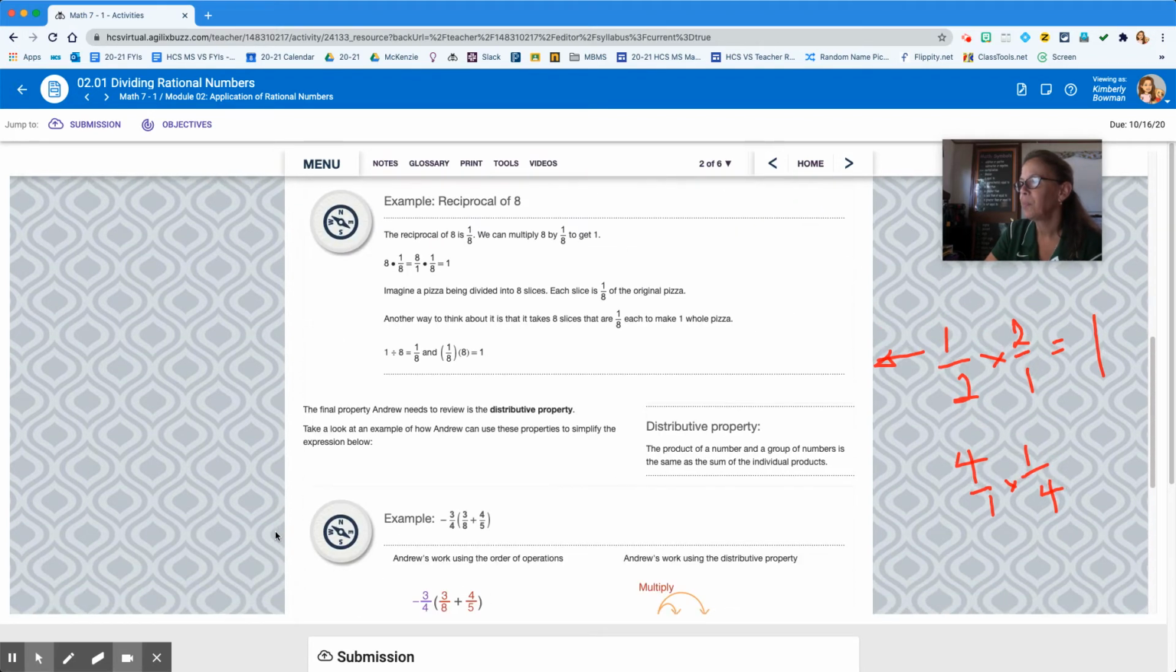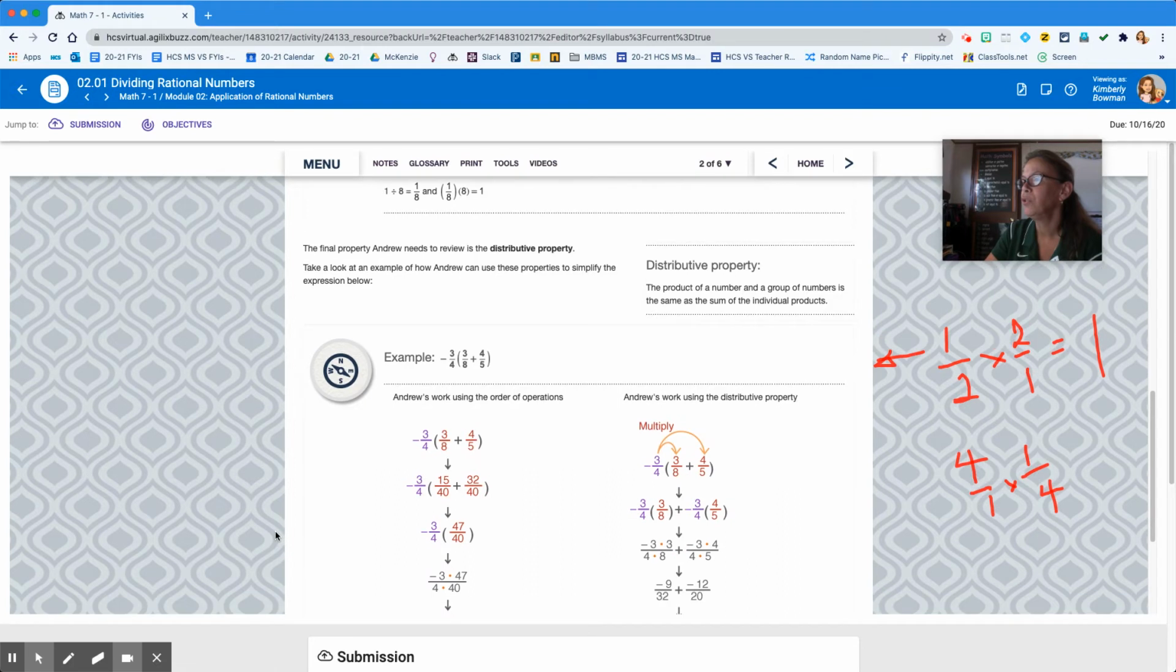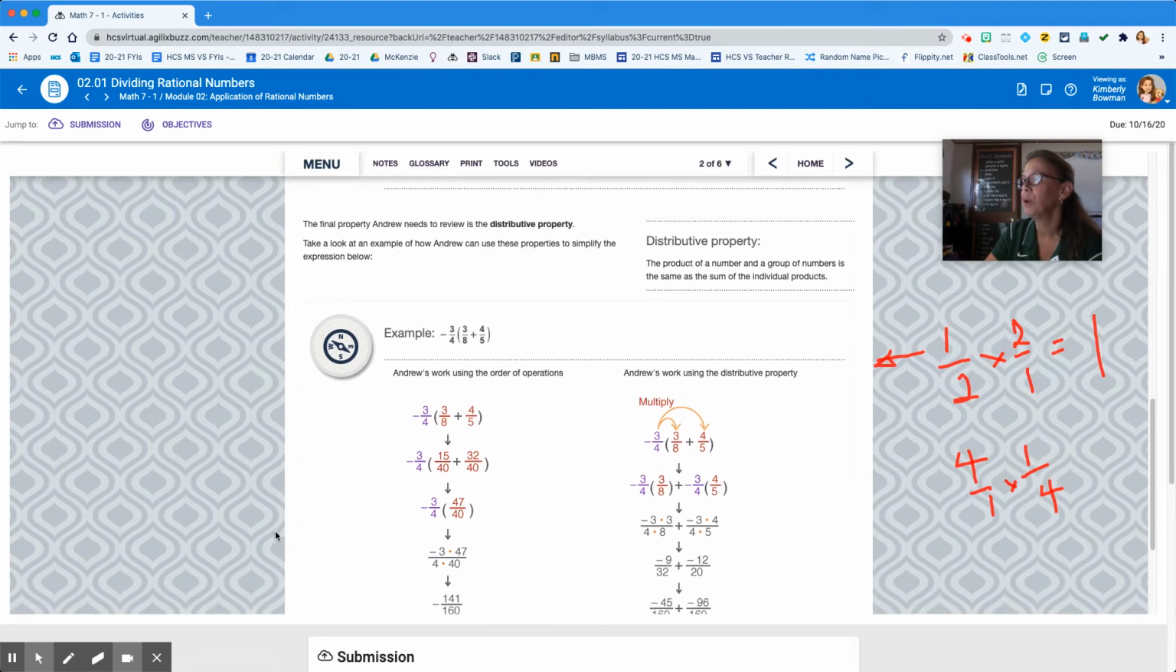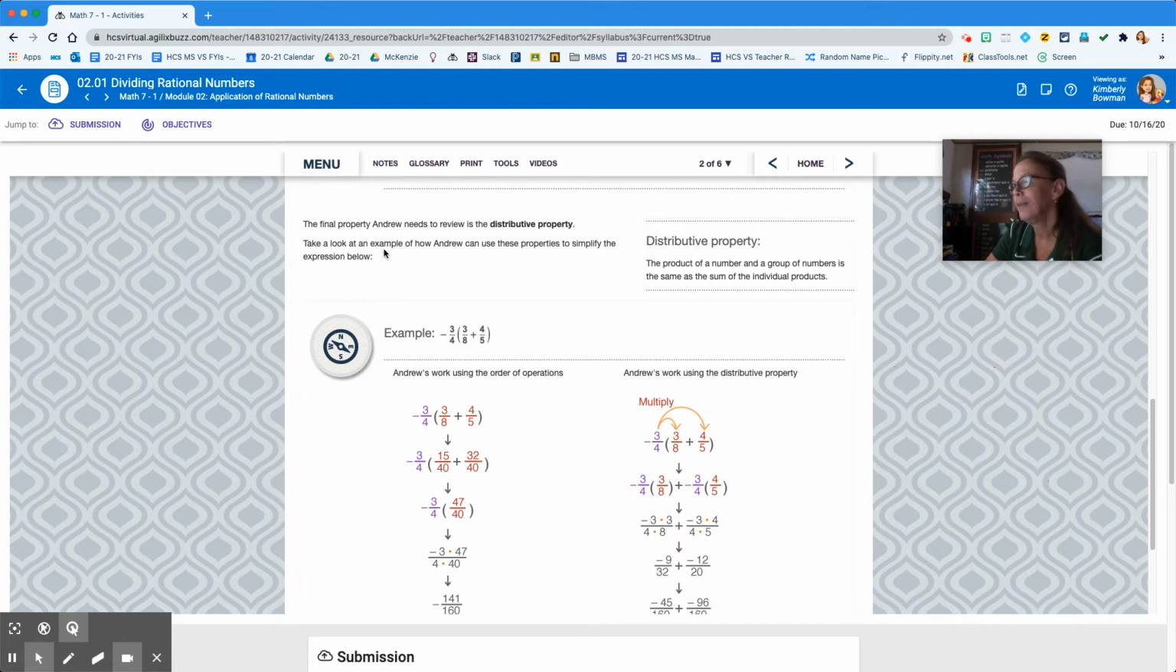Okay, the final property Andrew needs to review is the distributive property. The distributive property is when you, sorry, had to erase all that stuff. The distributive property is when you give something out to everything else. That's the easiest way. If I said, please distribute these, I'm asking you to hand them out to the group. So here is the definition for distributive property.